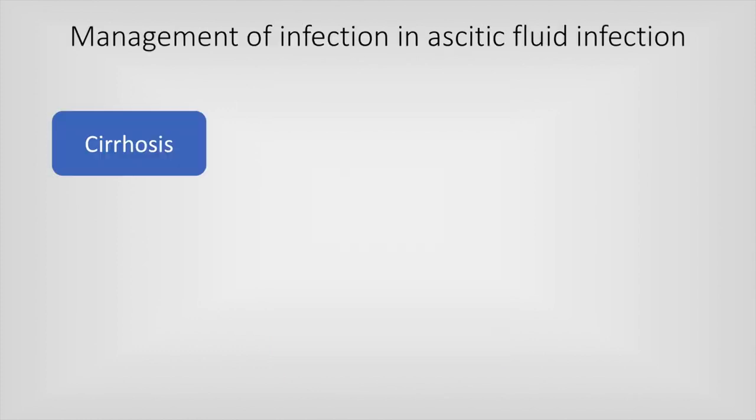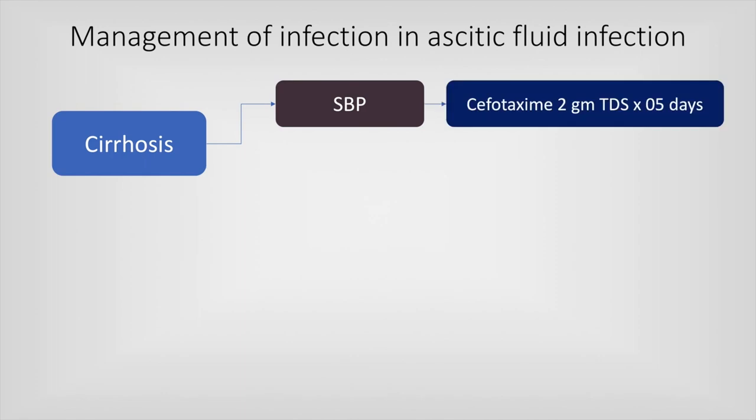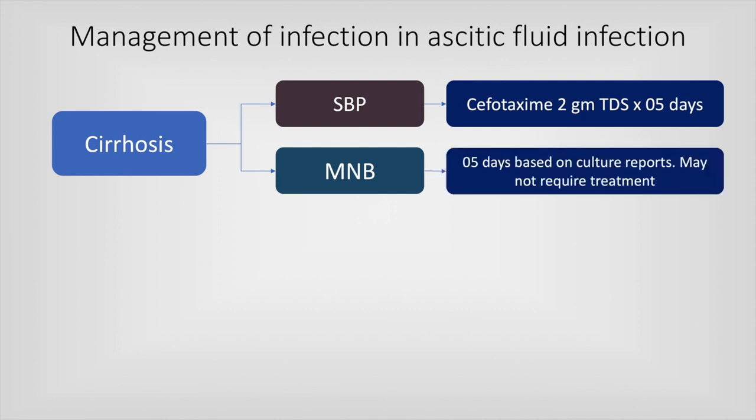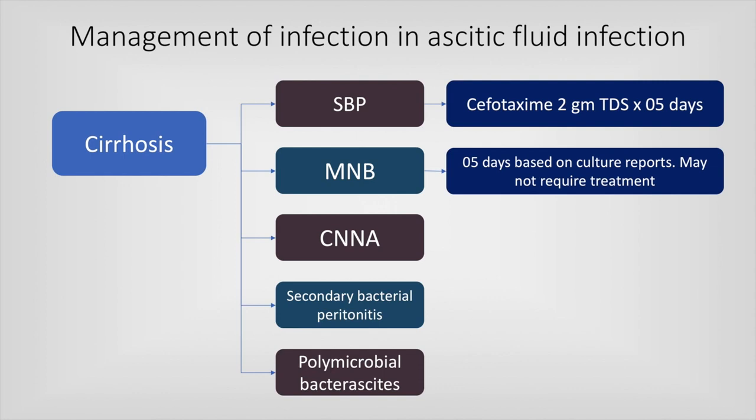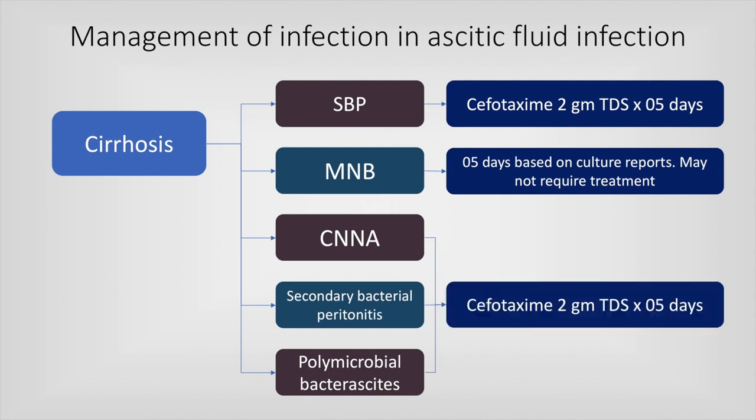Management of infections in ascitic fluid consists of spontaneous bacterial peritonitis, which is managed with cefotaxime 2 grams TDS for 5 days or based on culture reports. Monomicrobial non-neutrocytic bacterascites is also treated for 5 days based on the culture report. Culture negative neutrocytic ascites or CNNA, secondary bacterial peritonitis, and polymicrobial bacterascites are all initially managed with cefotaxime 2 gram TDS for 5 days, followed by definitive therapy if culture report differs.